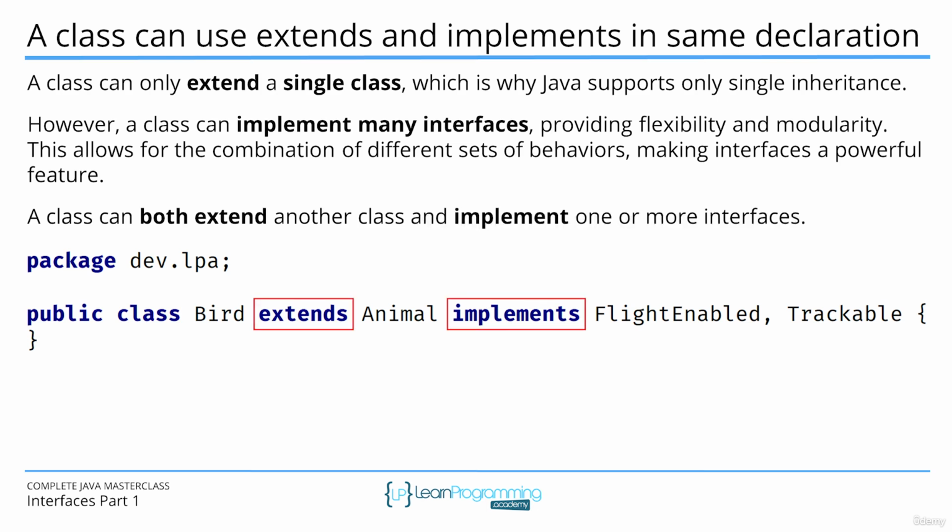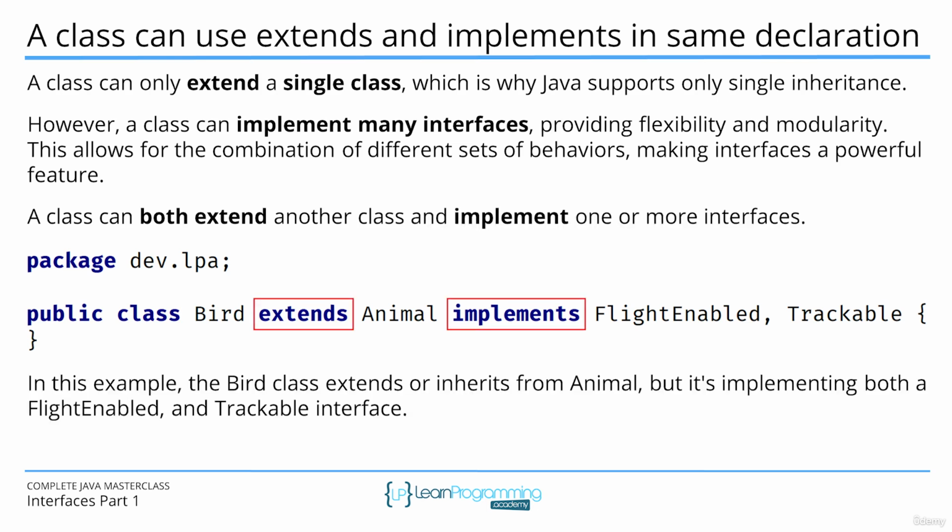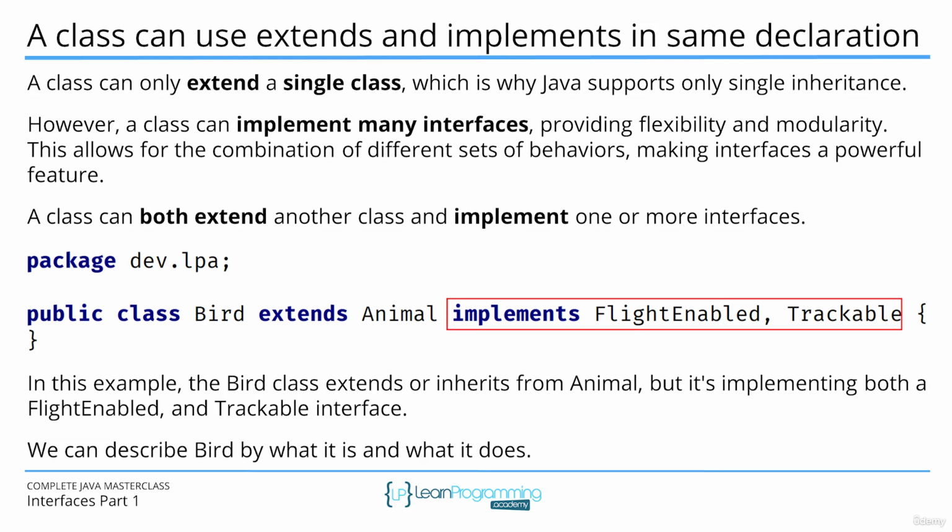A class can both extend another class and implement one or more interfaces. In this example, the Bird class extends or inherits from Animal, but it's implementing both a FlightEnabled and Trackable interface. We can describe Bird by what it is and what it does.